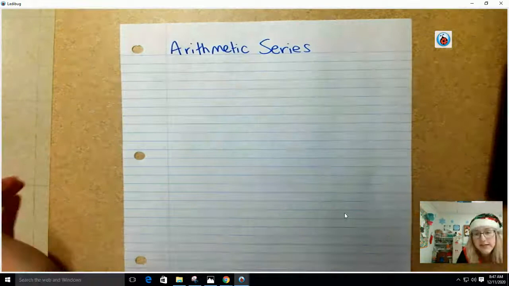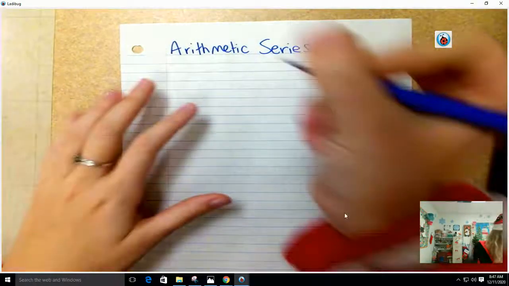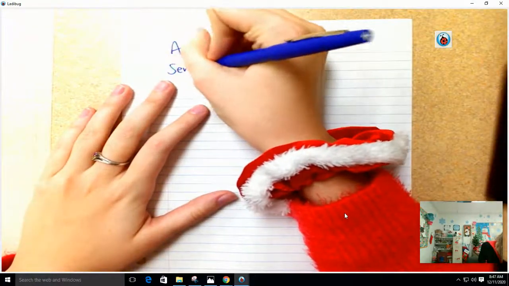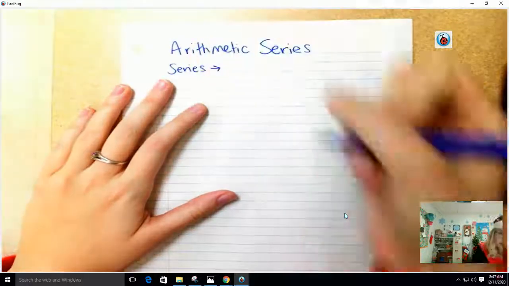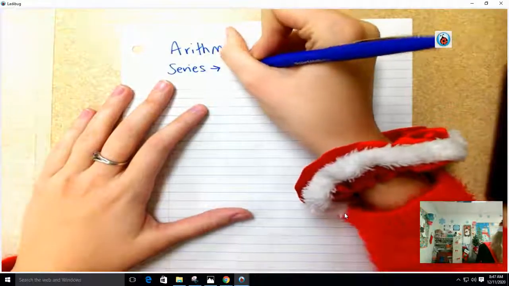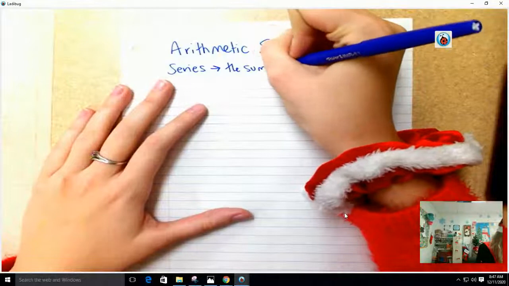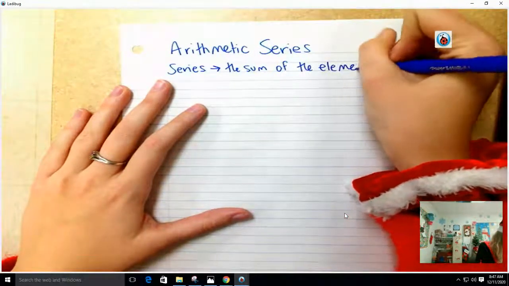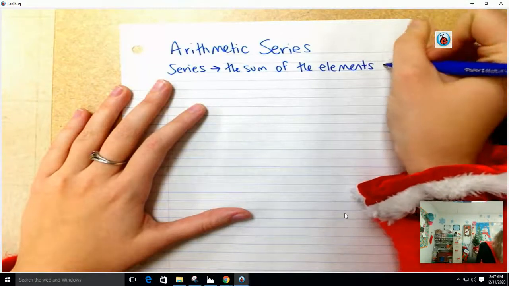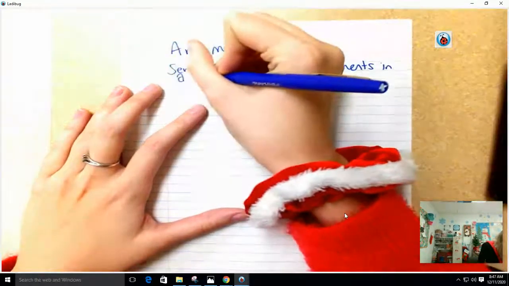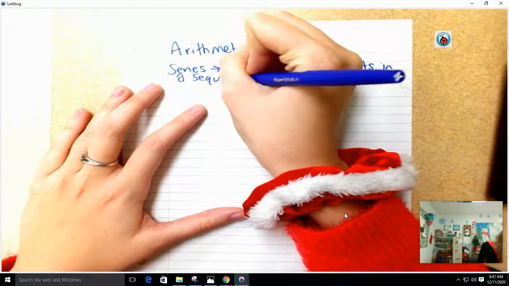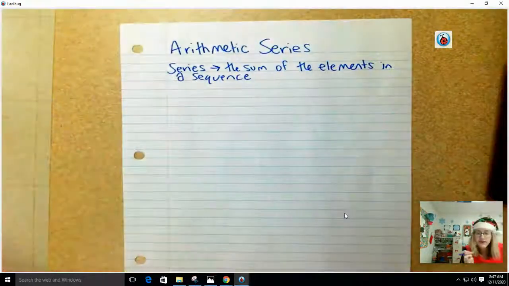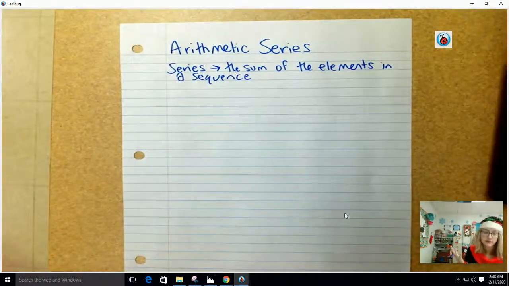So there's two different ways that we're going to learn how to do it today, but first for a definition, a series, so this applies for geometric and arithmetic. A series is the sum of the elements in a sequence. So our sequences haven't quite gone away, we're just using them in a different way.